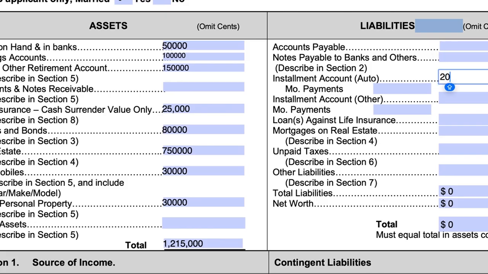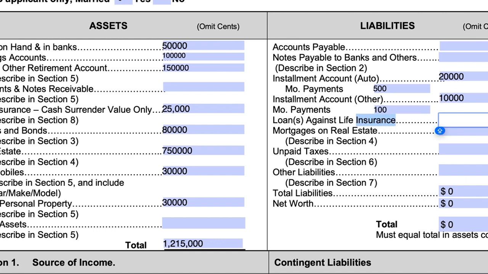So I put 20,000. That's how much I owe on the car. Of course, I'm just throwing out numbers here. This is not my real numbers. I'm just throwing out numbers to give you guys an idea. On a monthly payment, you can put $500 a month right there. All right, any other installment accounts, I'm gonna put 10,000. Let's say I got furniture that I installed. I put 10,000 there. And you can put the monthly. The monthly is let's say $100 per month.